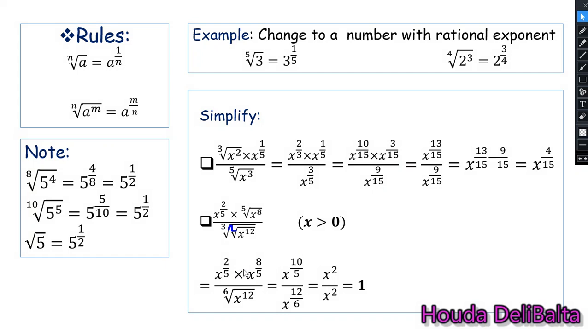I have to add these exponents because I have the same base, and since they have the same denominator, I directly add them without changing it. It is x to the power 10 over 5. And now the 6th root of x power 12 is changed into x power 12 over 6, as I told you. The denominator is always the index that's outside. X power 10 over 5 is actually x to the power 2. And x power 12 over 6 is also x to the power 2, and by this the answer is 1, because I can simplify x power 2 with x power 2.